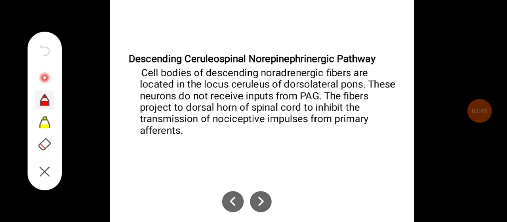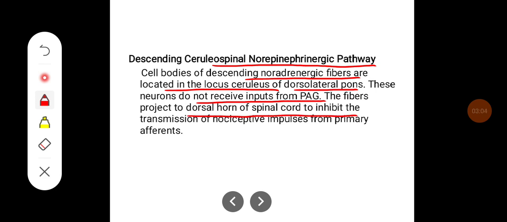Then about the descending ceruleospinal noradrenergic pathway. Cell bodies of descending noradrenergic fibers are located in the locus coeruleus of the dorsolateral pons. These neurons do not receive any inputs from PAG. The fibers project to the dorsal horn of the spinal cord to inhibit the transmission of nociceptive impulses from primary afferents.